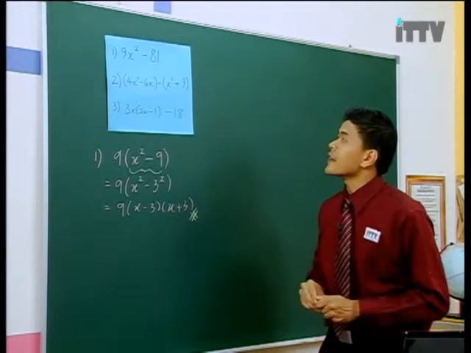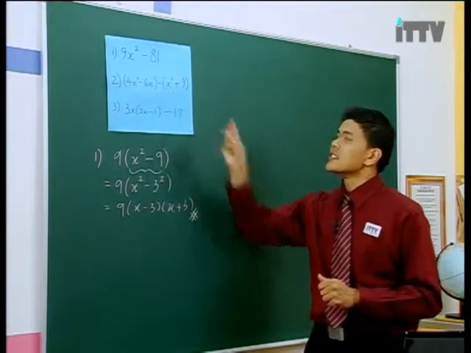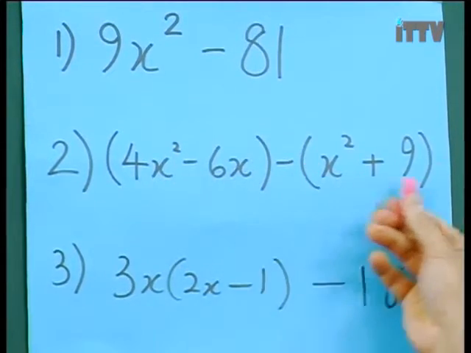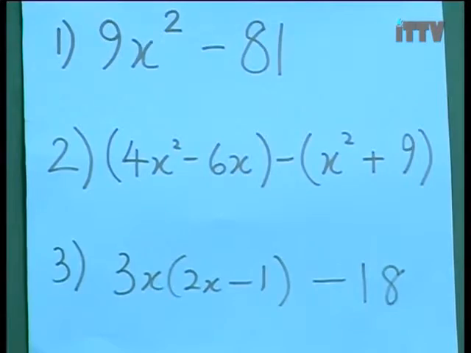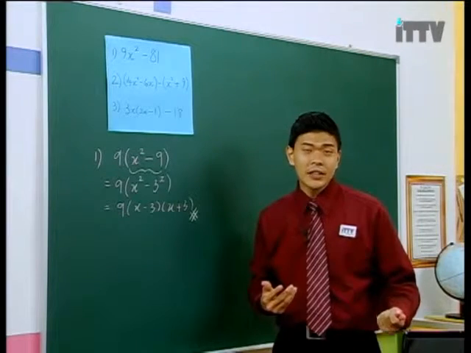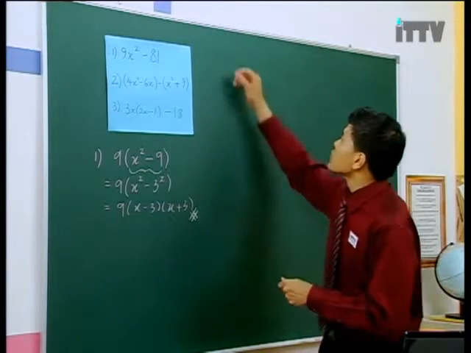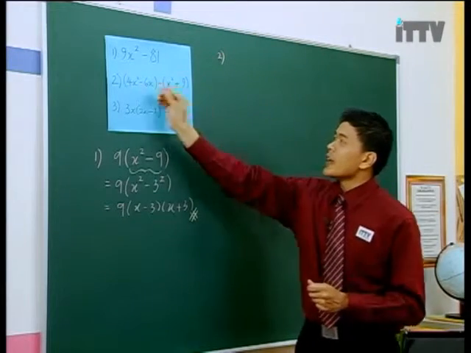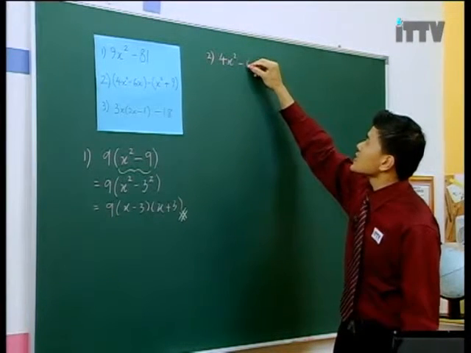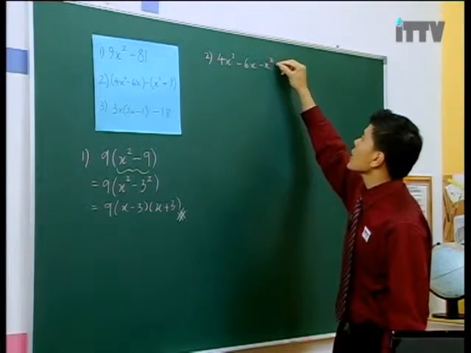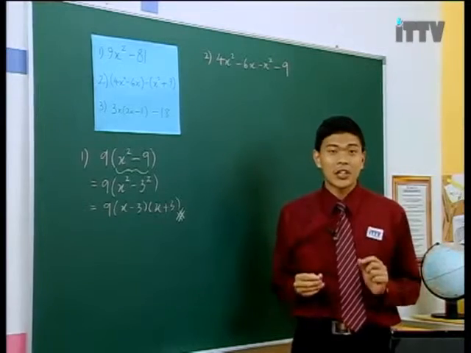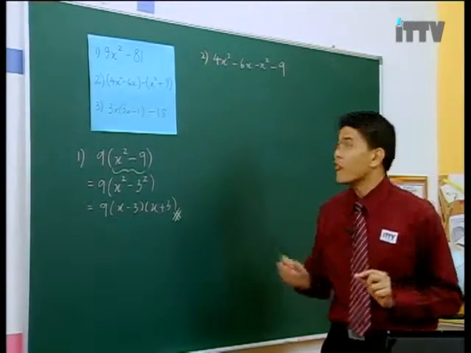Alright, let's look at 2. Factorize this expression: 4x² - 6x in a bracket, minus, in another bracket, x² + 9. Remember what is the first thing? Get rid of brackets. Doesn't matter whether by multiplication if there is, or subtraction. So for number 2, let's get rid of both brackets. It becomes 4x² - 6x - x² - 9. So always get rid of the brackets and then simplify the quadratic expression so it looks like your general form.